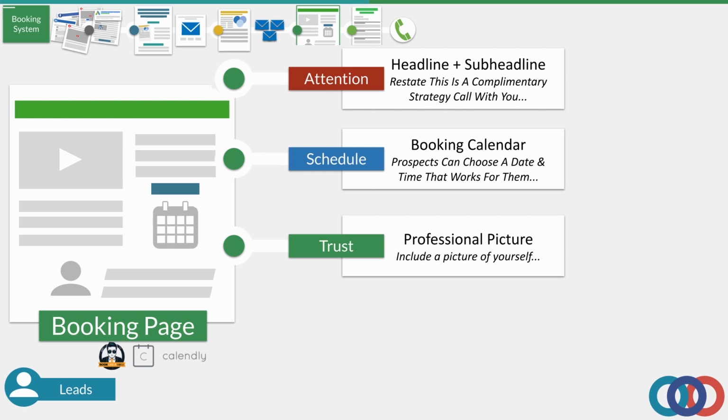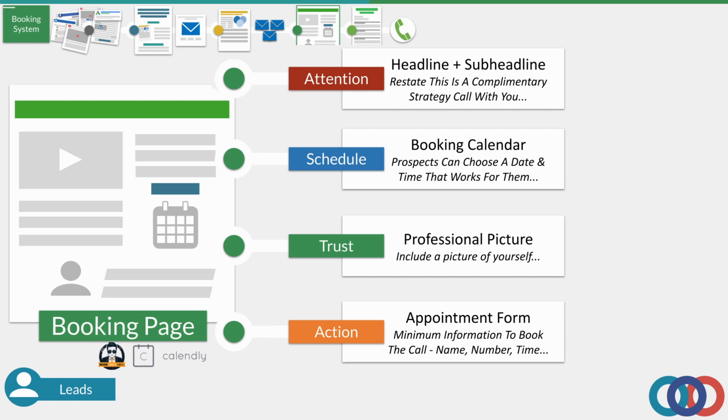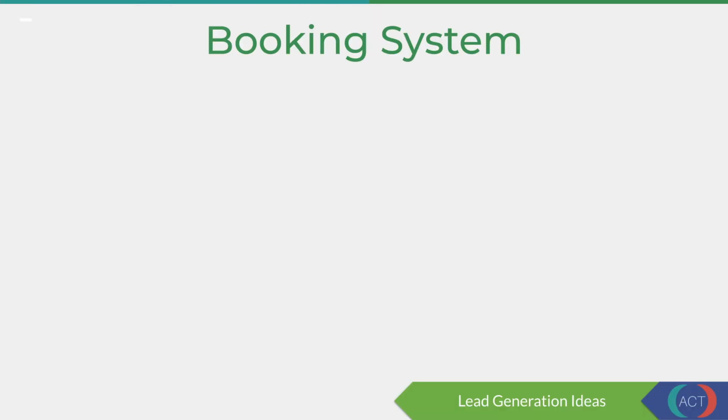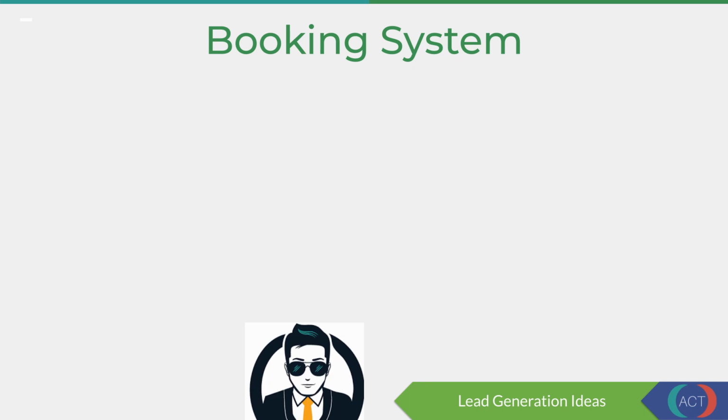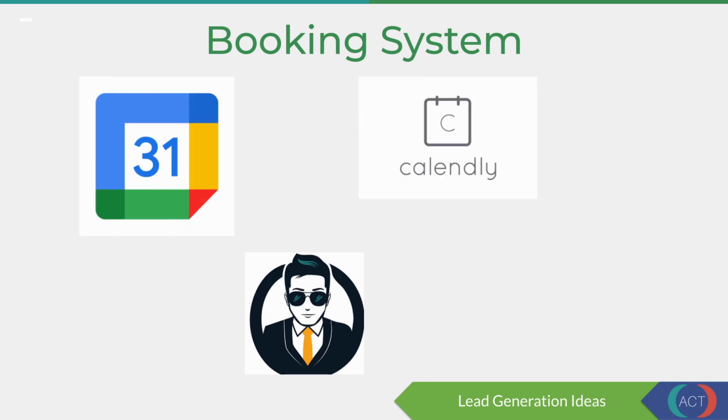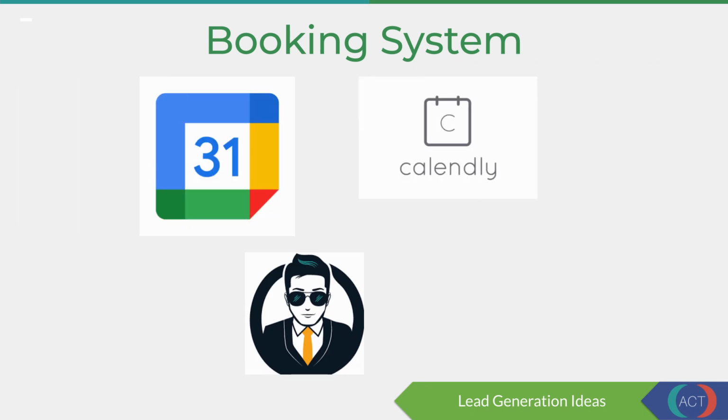Instill trust and authority by including a professional picture of yours or the person they will be talking to. Then include an appointment form asking for the minimum amount of information again, like their name, number, and the scheduled time. You can make this fully automated so you don't have to do this back and forth via email. For booking calendar tools, I recommend tools like Book Like a Boss, Calendly, or Google Calendar business slots if you're on a tight budget.